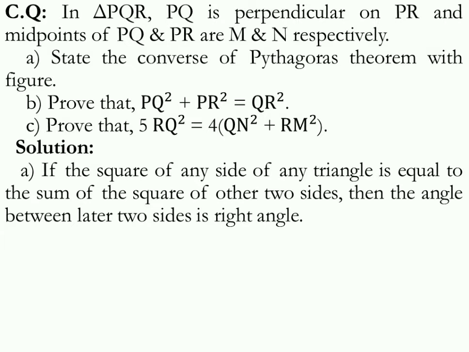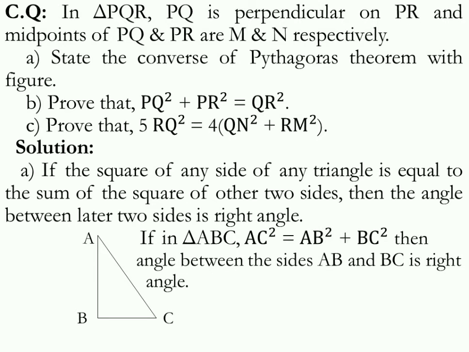Now let us see the figure. Here it is a right angle triangle named ABC. So if in triangle ABC, AC square equals AB square plus BC square, then the angle between the sides AB and BC, these are the latter two sides, should be a right angle. The angle included between AB and BC is angle B, so angle B should be equal to a right angle. That is actually the converse theorem of Pythagoras.